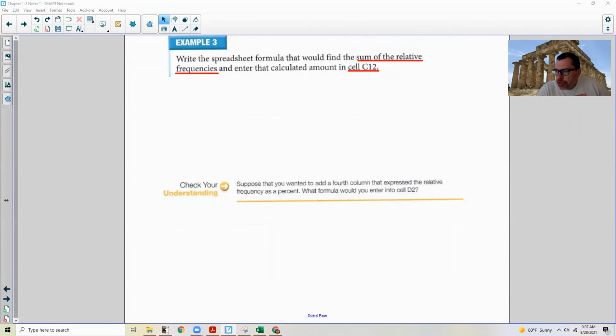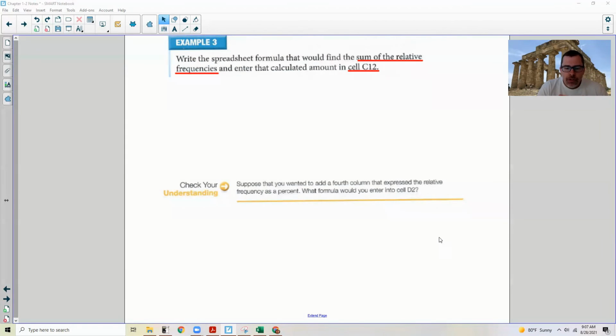Okay, example 3 is going to address spreadsheets. So hopefully you have a little bit of experience with spreadsheets. If not, that's okay too, but they're really useful if you're doing any calculations. It makes life so much easier. Number 3 says, write the spreadsheet formula that would find the sum of the relative frequencies and enter that calculated amount in cell C12.